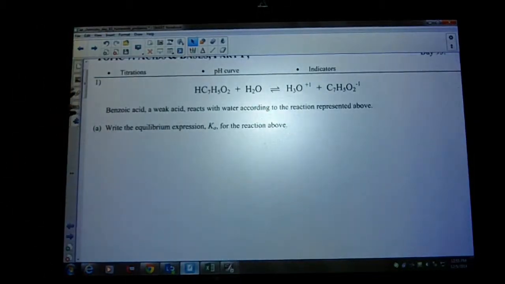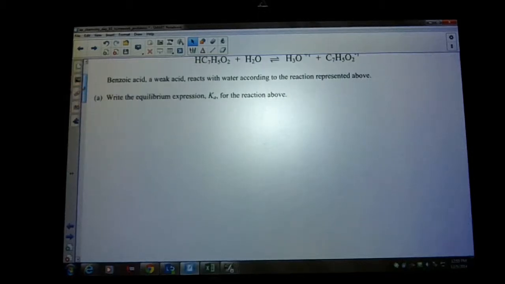All right, so getting back to this, benzoic acid, and there's the formula for it, is a weak acid, reacts with water according to the reaction represented above. Write the equilibrium expression. Do it.